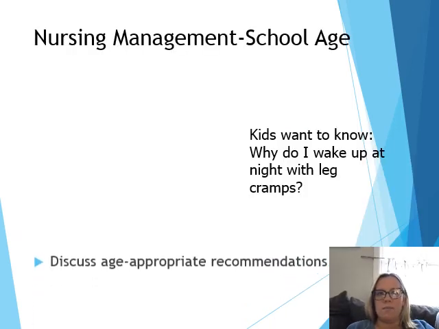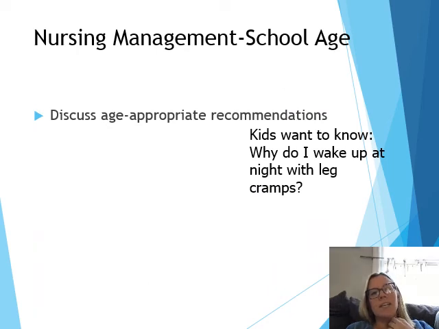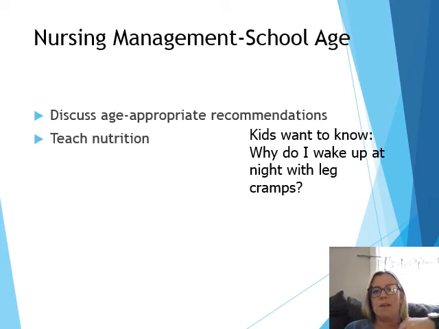All right. So nursing management, discuss age appropriate recommendations. Once again, well care visits, screenings, immunizations. Teach them nutrition. The more independence they have, the increased chance for poor food choices, right? If they're going to have their option of what they want to eat, it's going to be McDonald's every single night. Okay, so just keep that in mind. We want them to have the independence, but more independence comes with poorer choices. So teach them healthy food options.